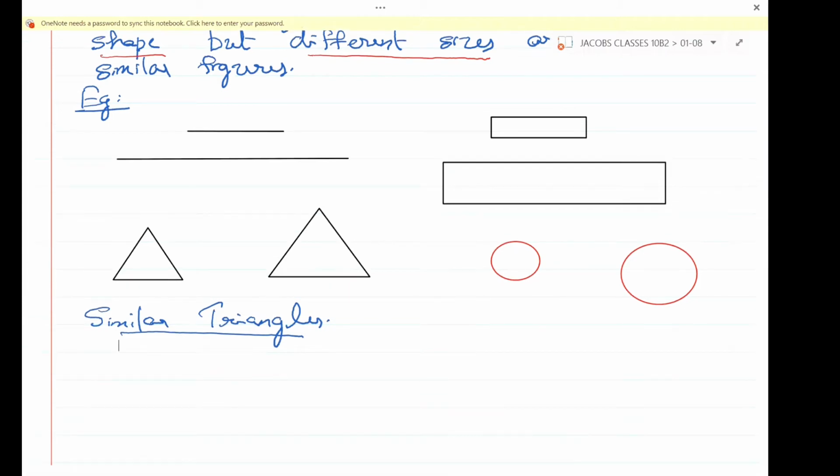So there are two points for two triangles to be similar. Point number one is their angles should be the same. Point number two, their corresponding sides should be proportional. Proportional means they are in the same ratio. That is called proportional, okay? Or are in the same ratio. Corresponding sides are in the same ratio. So please write.